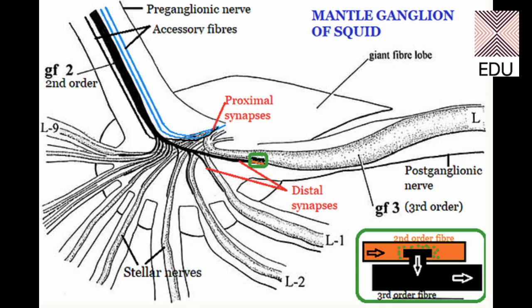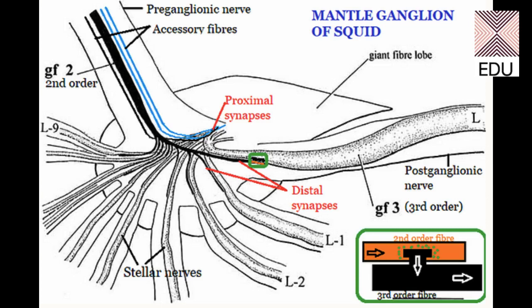Now if we go to the second type of synapses, these are the distal synapses. Distal synapses are in between the GF2, the second order fiber, and the GF3, the third order fiber. These are the actual direct connections in between the giant nerve fibers of second order and third order. So we are actually concerned with these distal synapses. Too much of our studies are based upon these distal synapses in between GF2 and GF3.